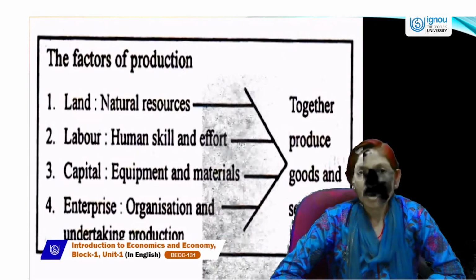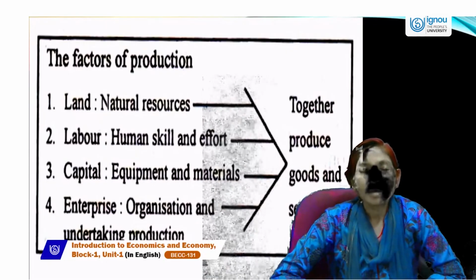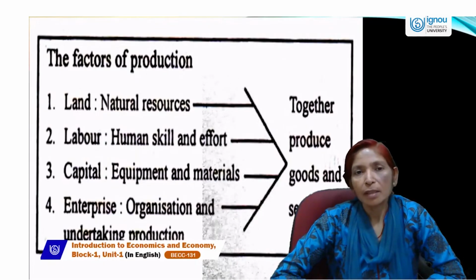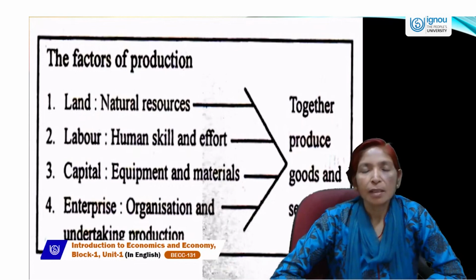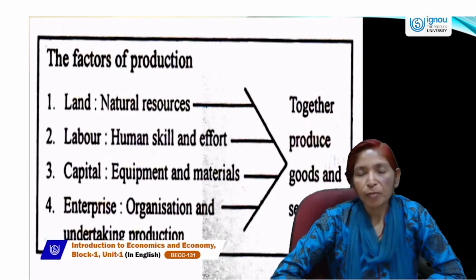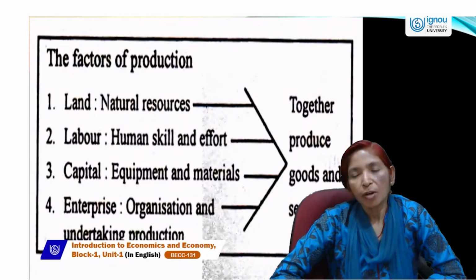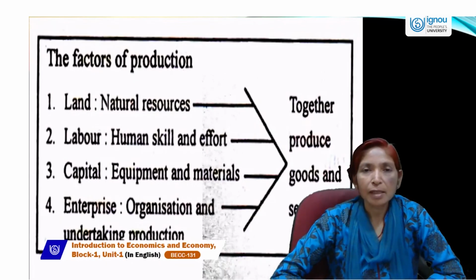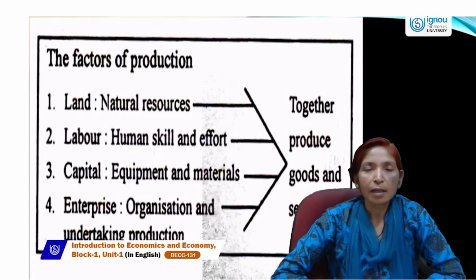These four factors of production are very important, and these factors play a very important role in production of goods and services in all types of economies like developed country, developing country, underdeveloped country, capitalist economy, socialist economy, and mixed economy. All these factors of production work together to produce goods and services. And all these factors of production are scarce or limited in availability in each and every country.